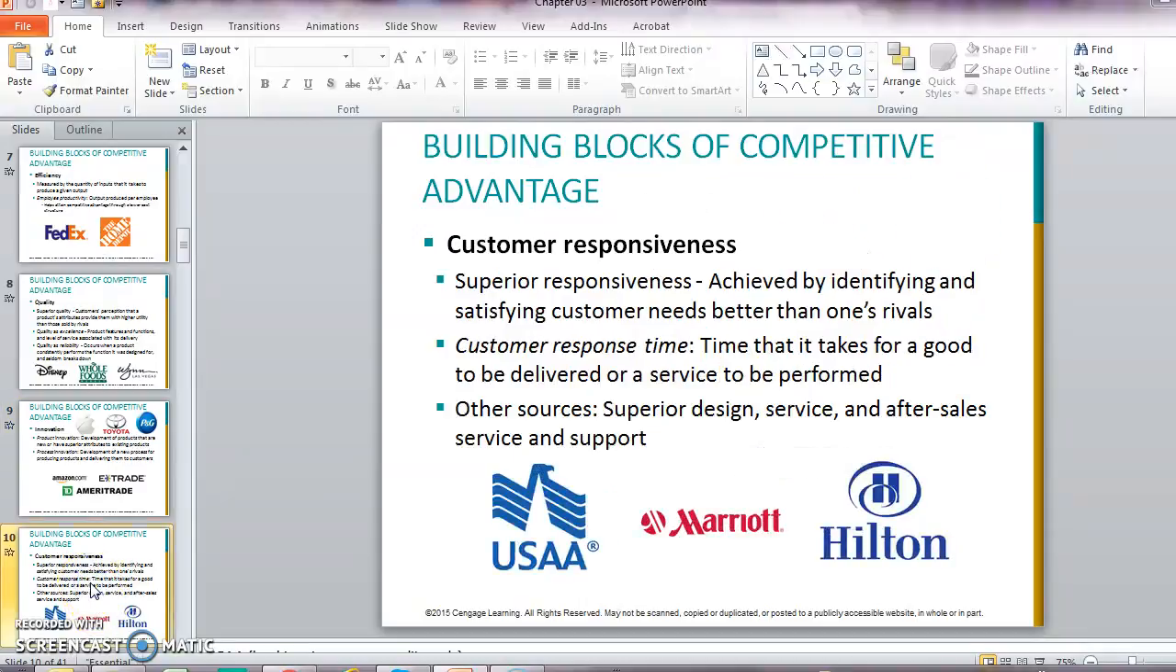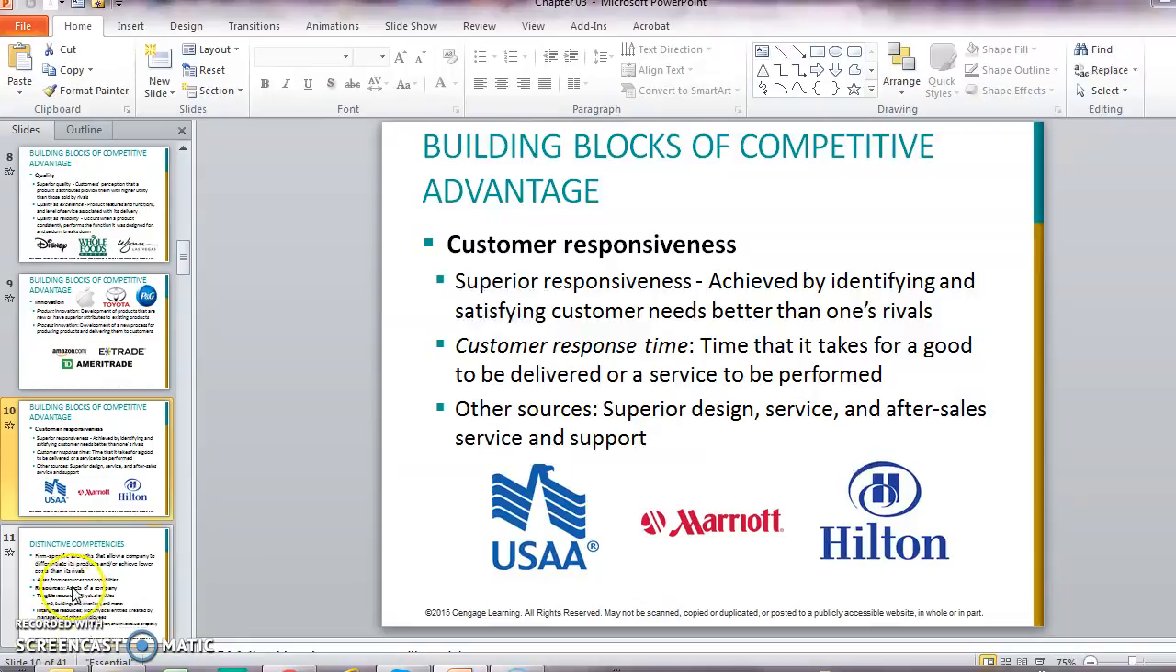And then finally, customer responsiveness is an area that can be exploited by companies to create competitive advantage. So customer response time that's very fast, the ability to satisfy customer needs better than a rival, better attention being paid to the customer after they've acquired and used the product. Marriott and Hilton are 2 companies that have created a competitive advantage around customer responsiveness.